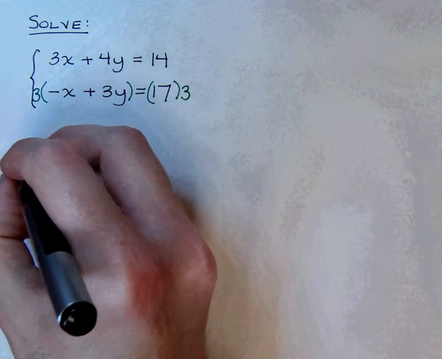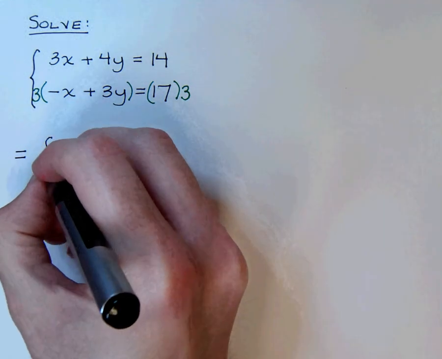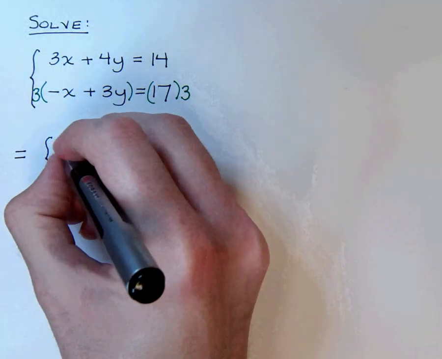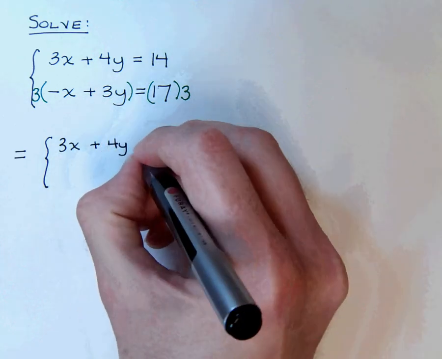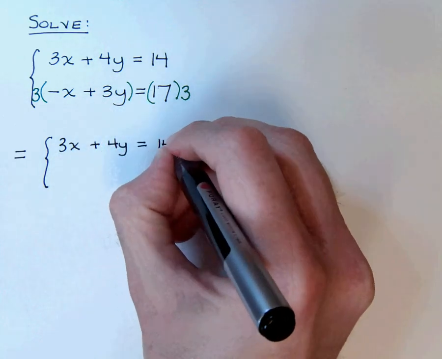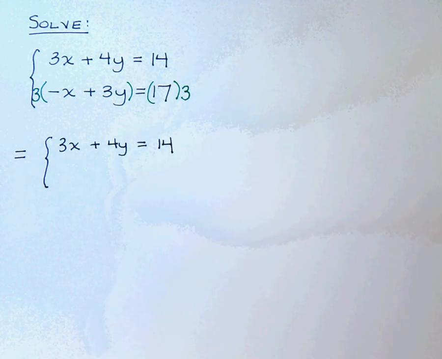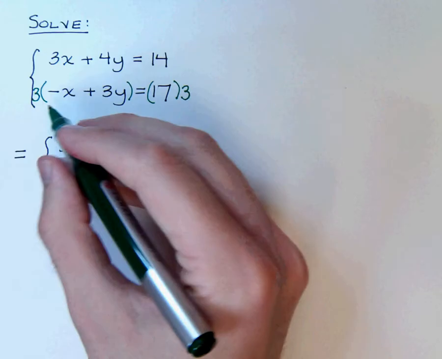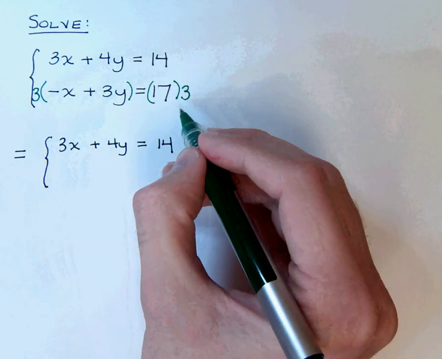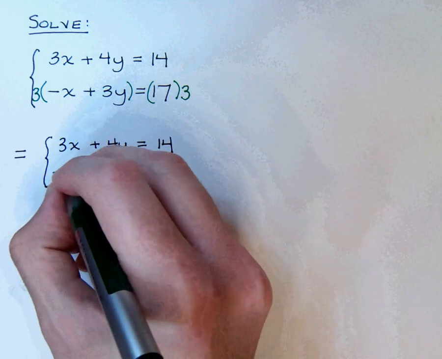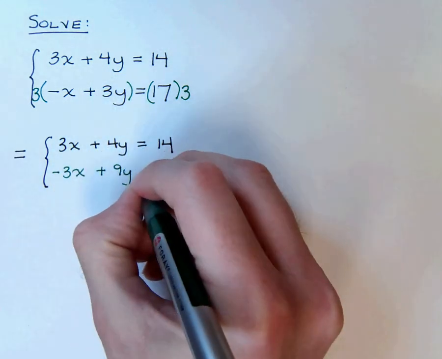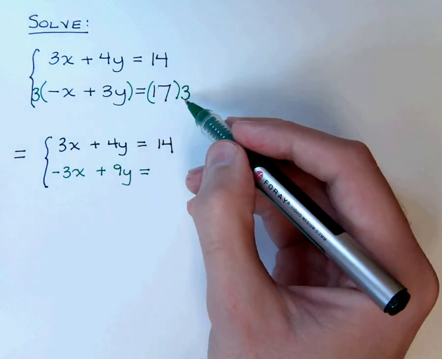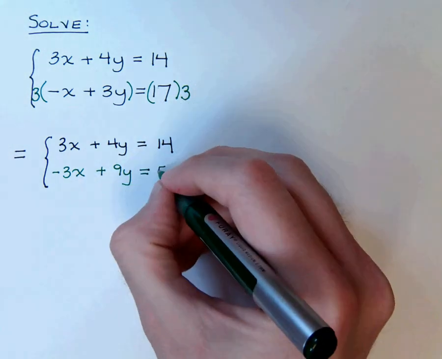So let's rewrite this system of equations. The first equation does not change because I didn't do anything to that. So 3x plus 4y is equal to 14. The second equation, everybody got multiplied times positive 3. So that gives me a negative 3x plus 9y is equal to 17 times 3. That is going to equal 51.